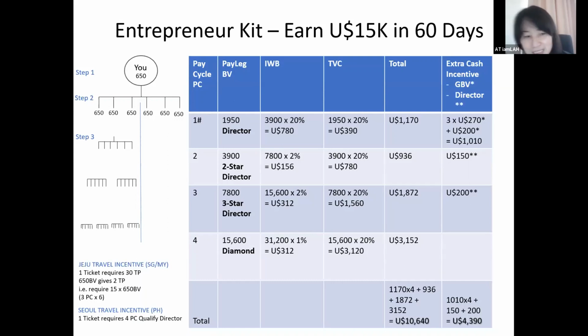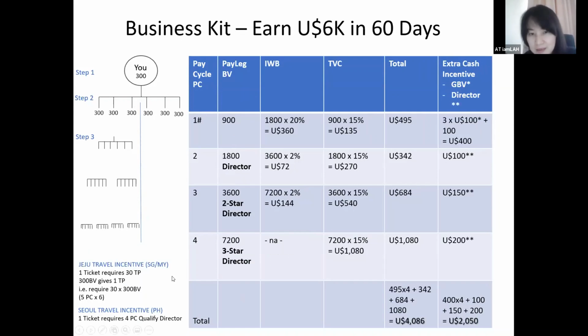Any questions, Agnes? So far okay? Yeah. So this one is about how to get started. So at least you know where you want to go. Do you want to earn as a business? The other plan, let me see, the 6,000 in 60 days, that one is aiming for the 300 BV. Okay.